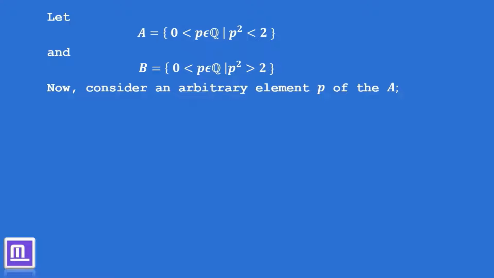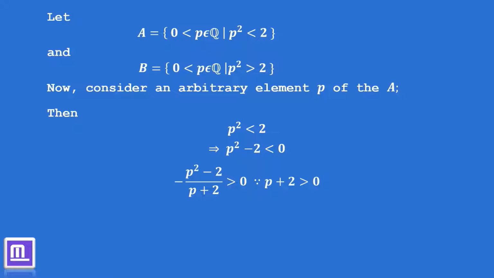Now let's concentrate on the set A. Consider an arbitrary element p of the set A. Then p square is less than 2. Then p square minus 2 is less than 0. Here p square minus 2 is a negative rational number. Therefore, minus of p square minus 2 is a positive rational number, which implies minus of p square minus 2 is greater than 0. Therefore, minus of p square minus 2 divided by p plus 2 is greater than 0. And note that p plus 2 is again a positive number because p is a positive number.